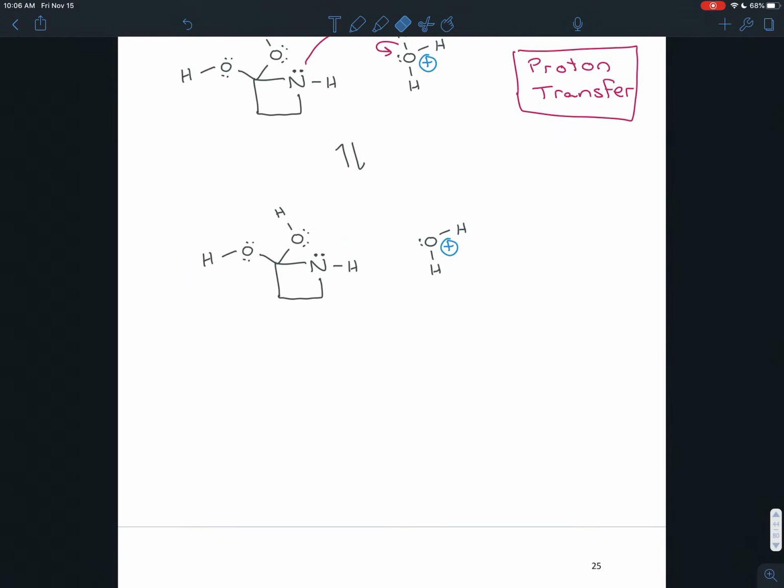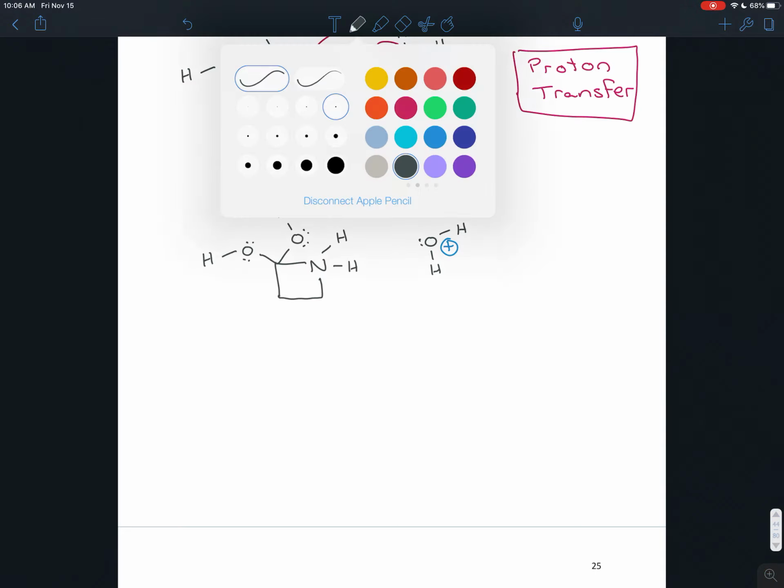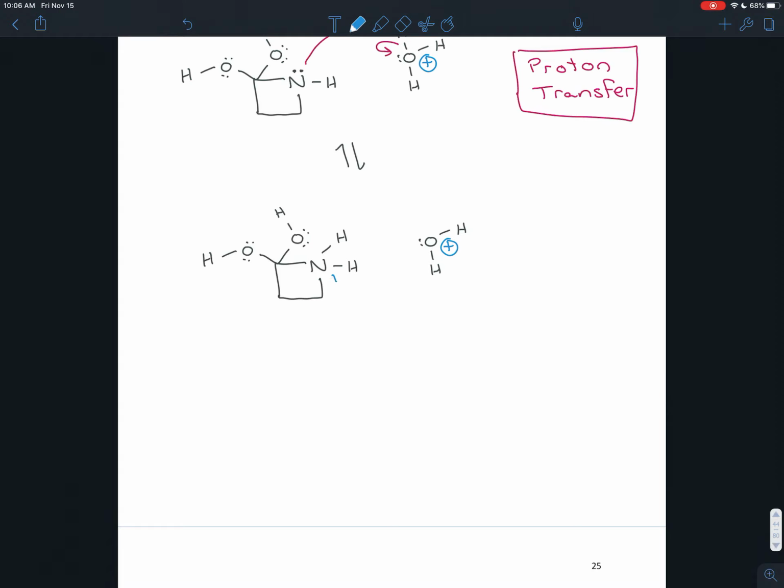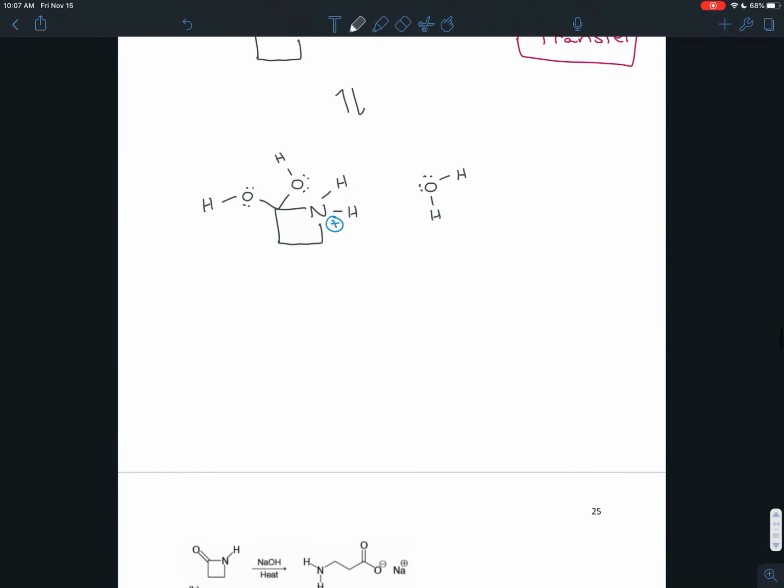So the hydrogen moves over. This lone pair is now used in a bond to a hydrogen. The nitrogen has 4 bonds, and that gives the nitrogen a full positive charge. And the water has no charge because one of the bonds became a lone pair.